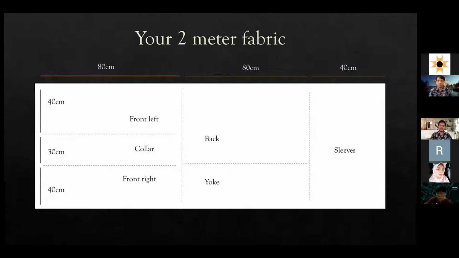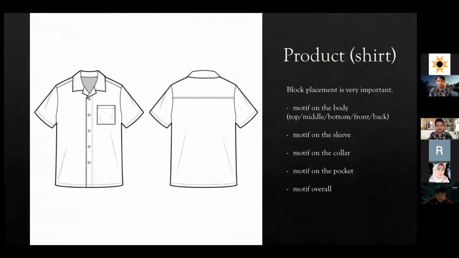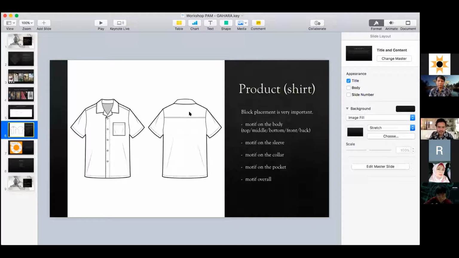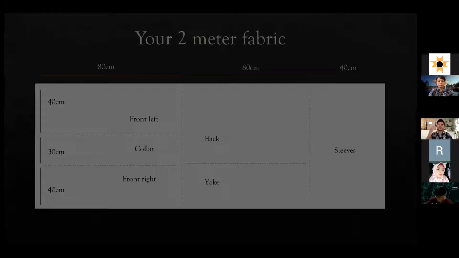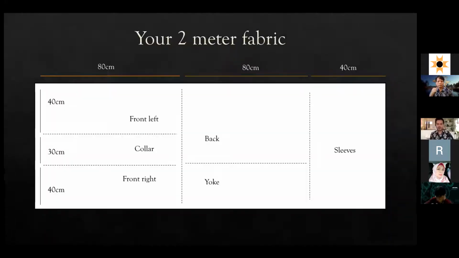And then the yoke is this part. I have to go into the next slide, and my cursor is not available here. This is the yoke. You all can see, right? So the yoke is behind the shoulder or on the shoulder. And then the back, and then the sleeve. For the sleeve here, I just put about 40 centimeters. It will be for the short sleeve, for both sleeves.